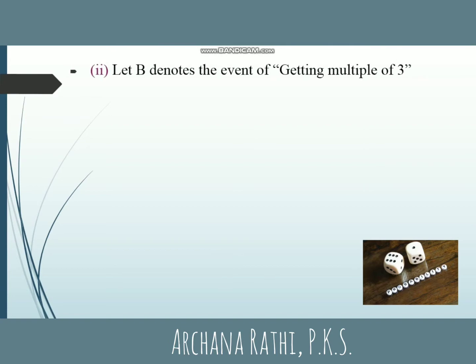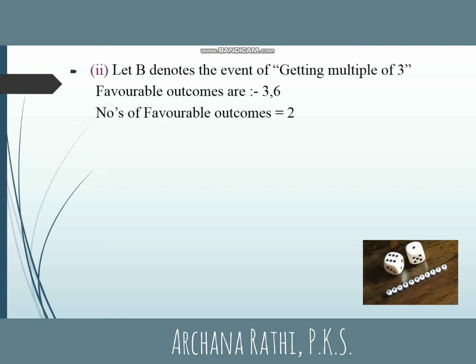Let B denote the event of getting a multiple of 3. You know that from 1 to 6 there are two numbers which are multiples of 3, that are 3 and 6. Therefore the number of favorable outcomes is 2. Now the probability of getting a multiple of 3 is denoted by P of B and it is 2 upon 6, because favorable outcomes are 2 and total number of outcomes are 6. 2 by 6 is equal to 1 by 3. It is in lowest form. Try to write all the probability answers in their lowest form.